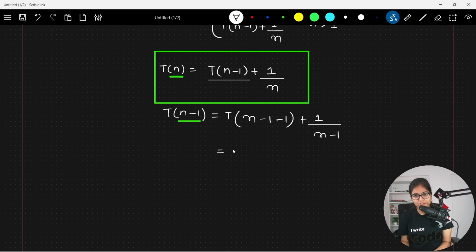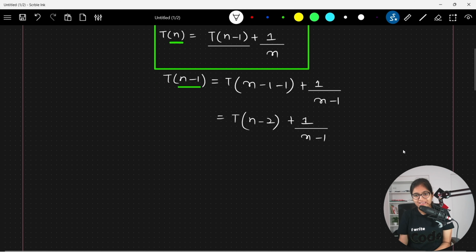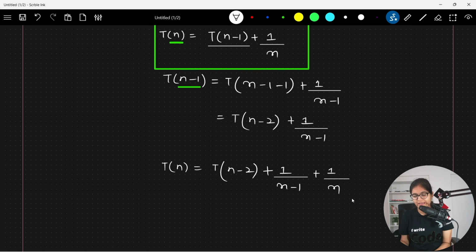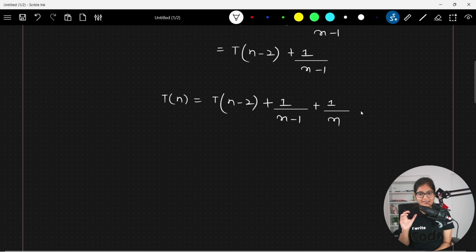So here we will get the value as t of n minus 2 plus 1 divided by n minus 1. Now if you observe this, we can write this value of t of n minus 1 like this. So the second equation after doing the substitution will be t of n minus 2 plus 1 divided by n minus 1 plus 1 divided by n. Right? This is the thing that we are getting here.